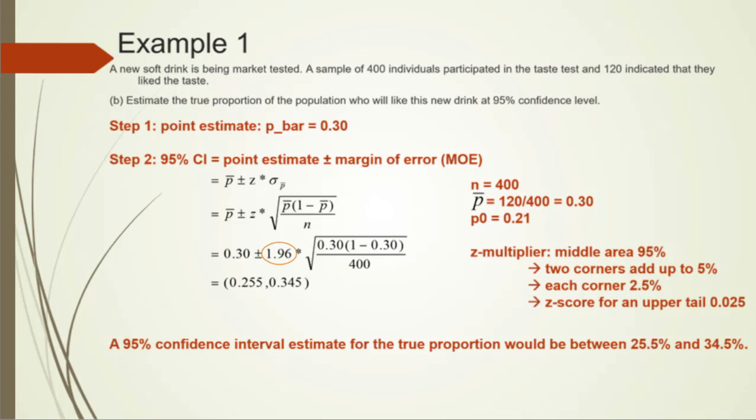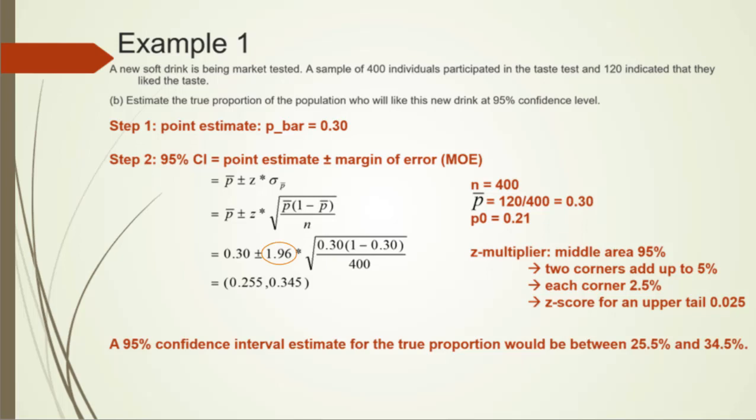For categorical data, this would always be a z-multiplier, just like the test statistic for part A is a z-score. The confidence level is given to be 95% in the question. Using the z-table, we look for the middle area to be 95%. The two corners on the two ends would be 5% in total. Each corner is 2.5%. The z-multiplier is the positive z-score with an upper tail of 2.5%, that is 0.025. Looking this up, this z-multiplier is 1.96.